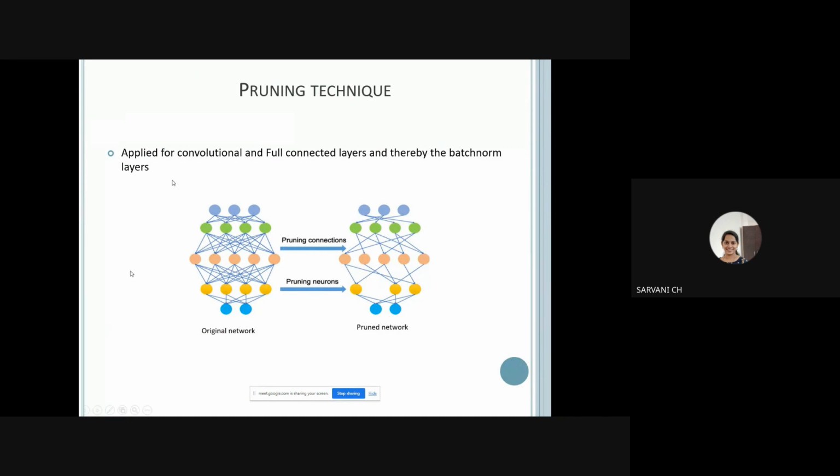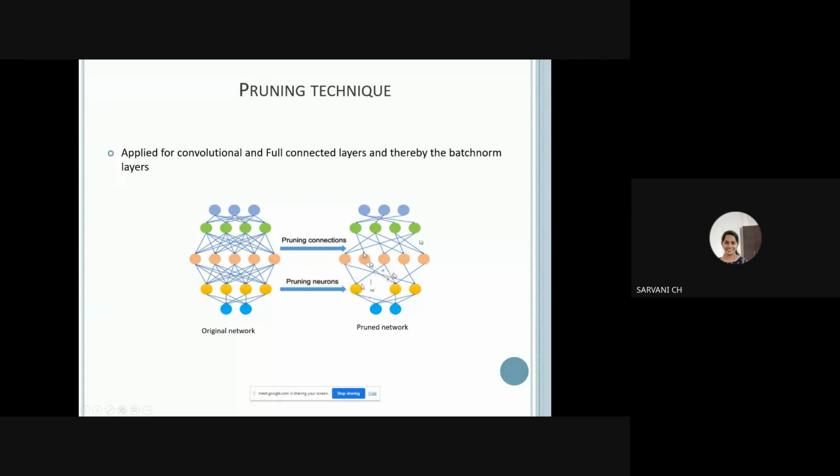And there are numerous categorizations of these pruning techniques. In this figure, as you see here, in some portions you can observe in this layer, only the connections are removed. Whereas in some layers, the entire neuron, along with the complete connections, is removed here. So this is one of the categories of pruning here. And like this, there are many varieties.